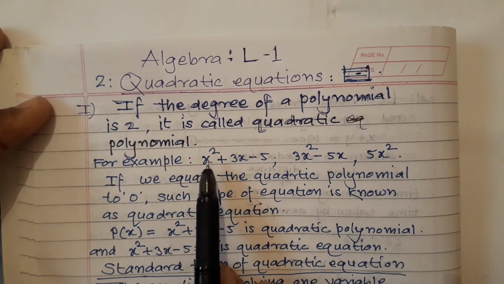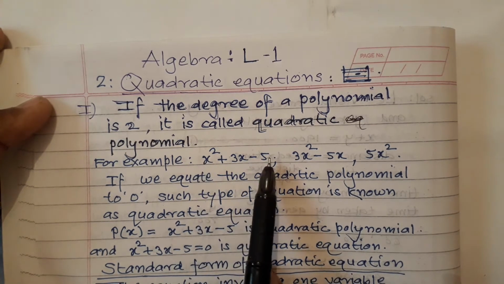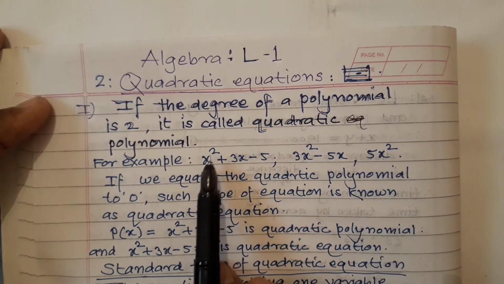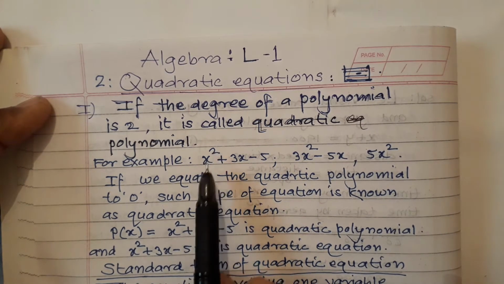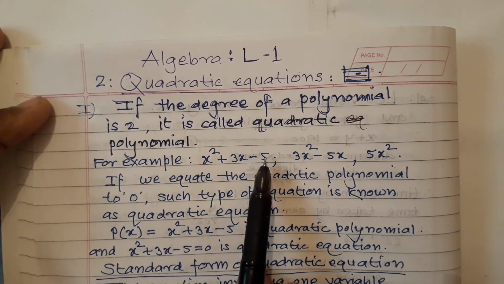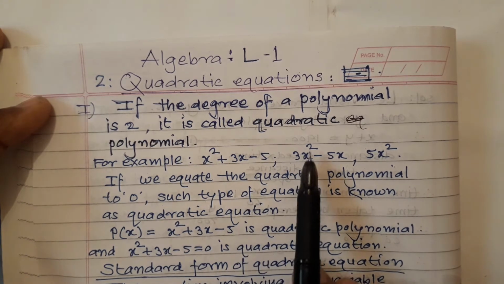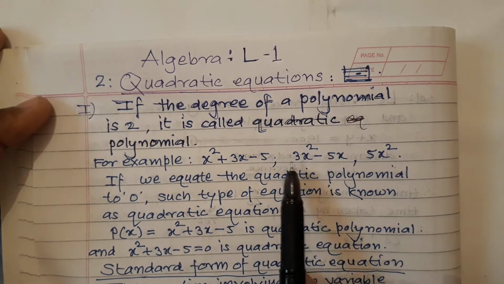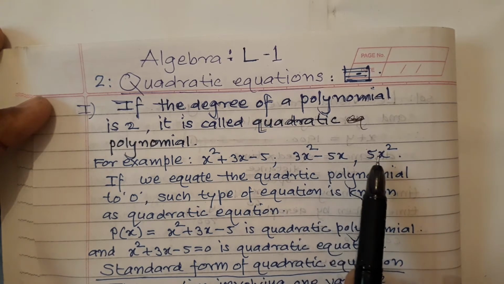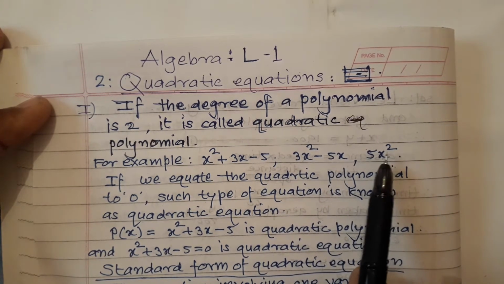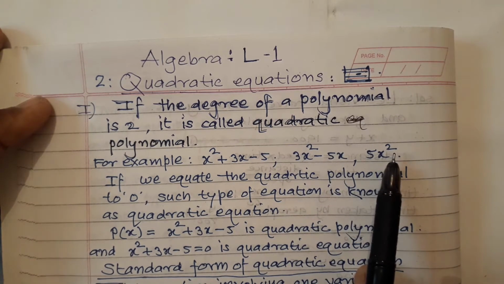Now in this case, the variable is x and the highest index of variable x is 2, and therefore this is a quadratic polynomial. Similarly, 3x square minus 5x is also a quadratic polynomial. 5x square is a quadratic polynomial.